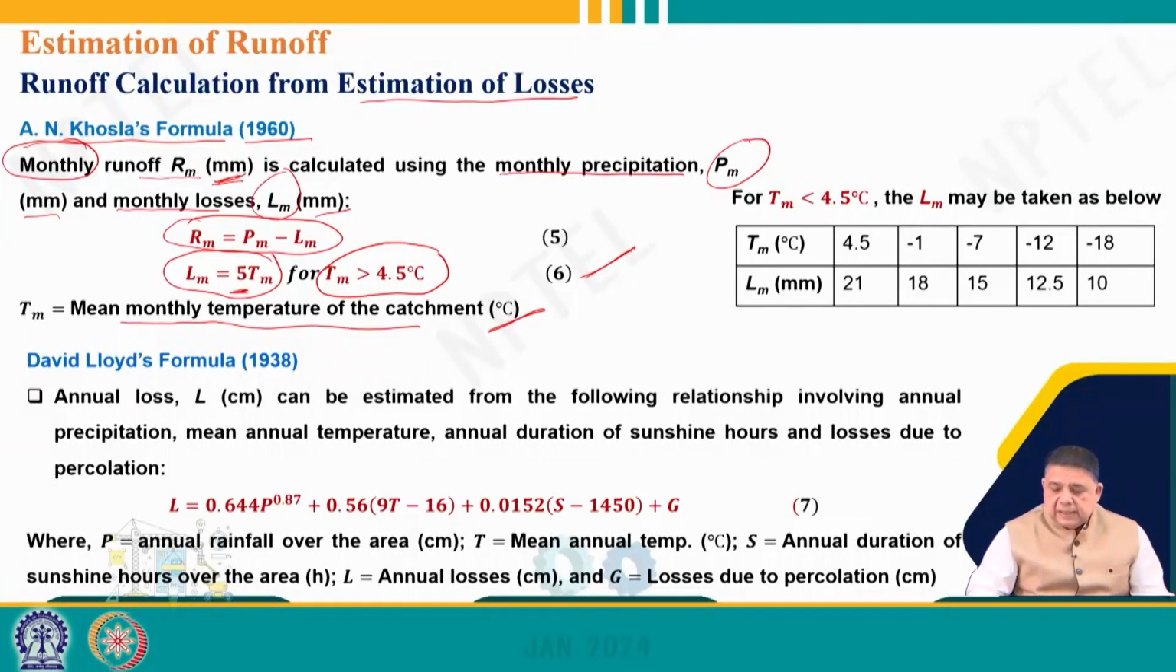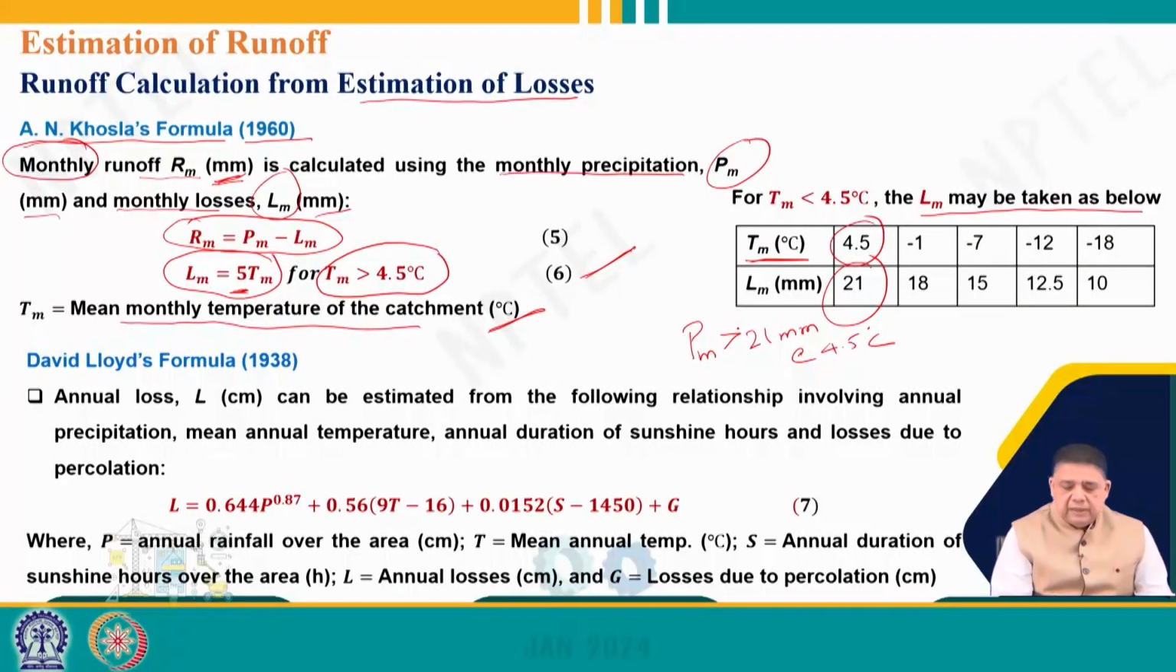What happens when temperature is less than or equal to 4.5 degrees? In that case, Khosla provided a table that directly gives us the loss values. For example, if temperature is 4.5 degrees, then the LM value is 21 millimeters. That means we get runoff only when PM is greater than 21 mm at 4.5 degrees C. As long as rainfall is below 21 millimeters, we will not get any runoff. Similarly, if the temperature goes to minus 18, say, then the loss reduces to 10 millimeters.